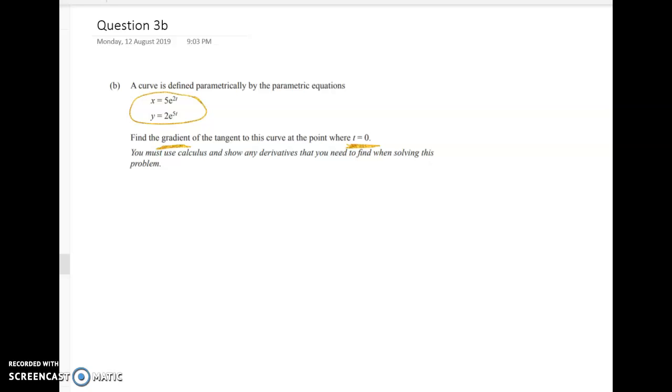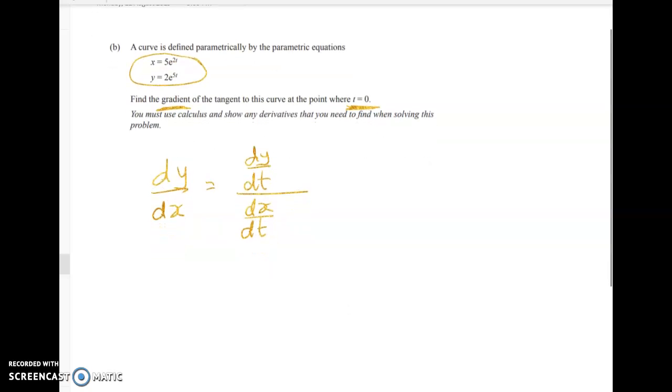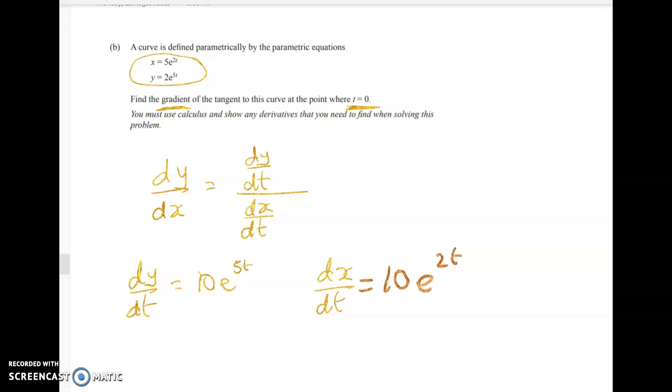So what do I need to do here? Well, dy by dx, when I've got parametric, is dy by dt divided by dx by dt. And that's just another application of the chain rule, which comes up everywhere in calculus. So dy by dt is equal to 10e to the 5t, and dx by dt is equal to what? 10e to the power of 2t. So that's just chain ruling on that.